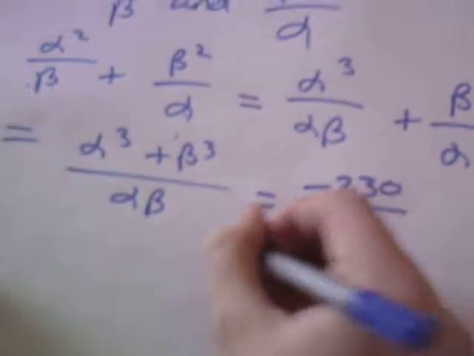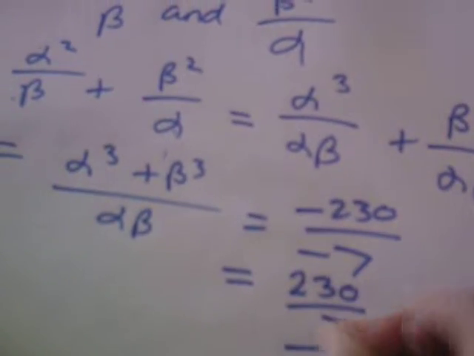However, hang on a minute. Look back. We've already worked out alpha cubed plus beta cubed, so we don't need to do much further working out. We know it's minus 230. So we can say that is minus 230 divided by minus 7. So the new sum of the roots is 230 over 7. Okay? Now similarly, we will do the same for the new product.